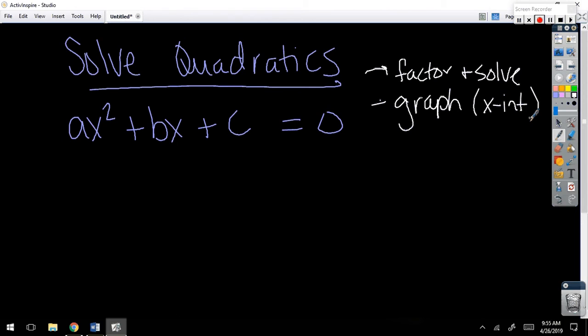Okay. So the question becomes, what if none of those methods work well? What if it can't factor? What if there's nothing that multiplies to A and C but adds to B?